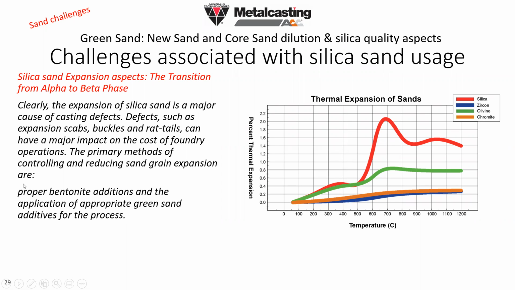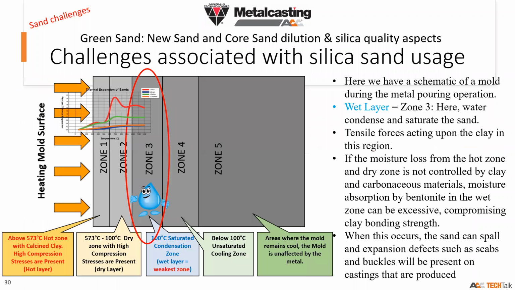It's also the reason why we need proper bentonite addition and an appropriate grain sand additive for the process. You can see that other sands such as zircon, olivine, chromite are much better for this kind of expansion. But again, they are not so available and are very expensive compared to silica sand. Well, the next slide will explain a bit more the question of expansion defect.